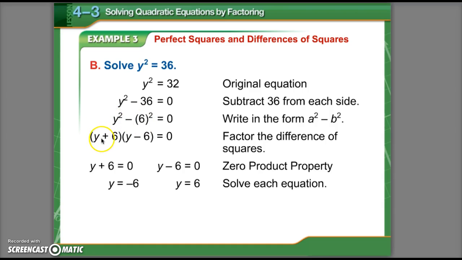The way you factor that is going to be a plus b, so y plus 6, times a minus b, y minus 6. And then you're going to solve each of these equations. Y plus 6 equals 0 and y minus 6 equals 0. For the first equation, you're going to get y equals negative 6. And the second equation, you're going to get y equals 6. So our two solutions to this equation are negative 6 and positive 6.